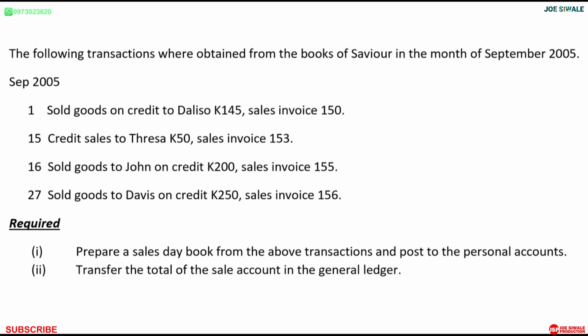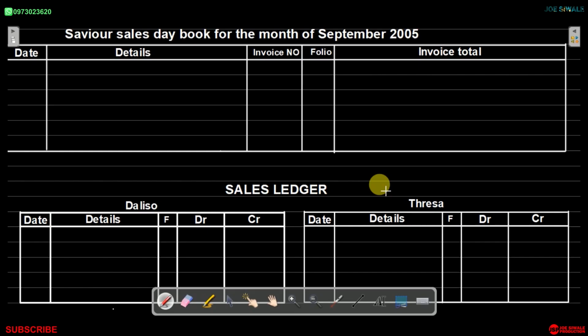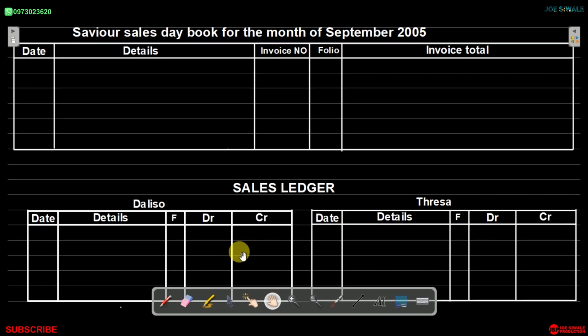The first thing is to put up the title. I've already written the title there. As you can see, the title reads Xavier's sales day book for the month of September of 2005. So that's the first thing that we're going to do, and then we are going to start recording the transactions.